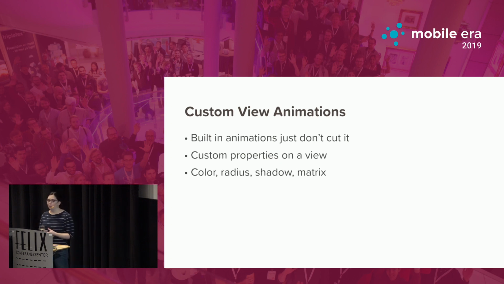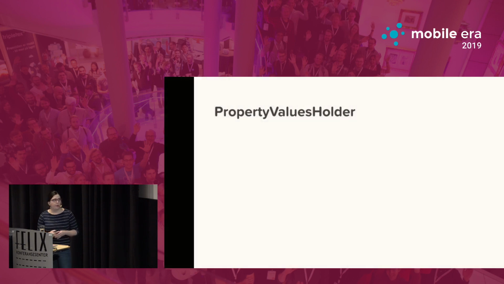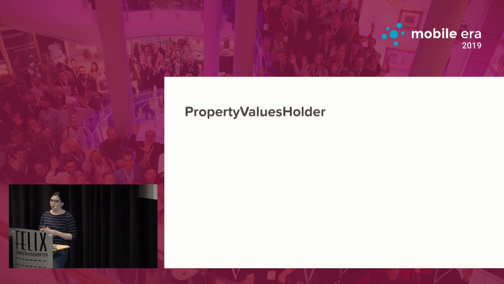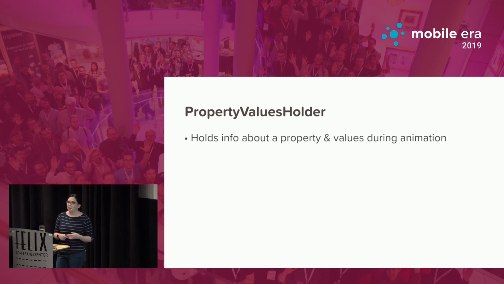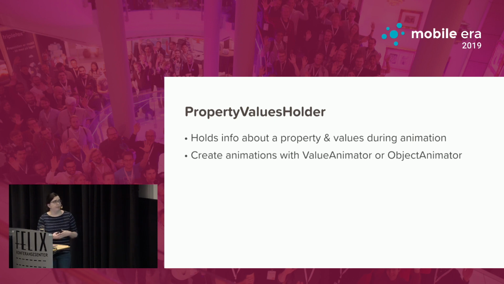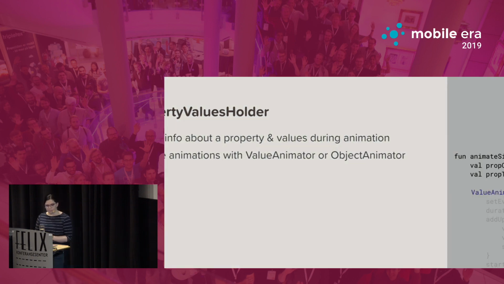So how do you actually perform a custom view animation? You would need to use something called a PropertyValuesHolder, and that basically holds information about a property and its values during an animation. So you can create these animations using the ValueAnimator class or ObjectAnimator. The ValueAnimator basically just animates from certain start values to end values, and you need to do the setting yourself, whereas ObjectAnimator can go and animate on those certain properties for you. The example we'll be doing is with a ValueAnimator.